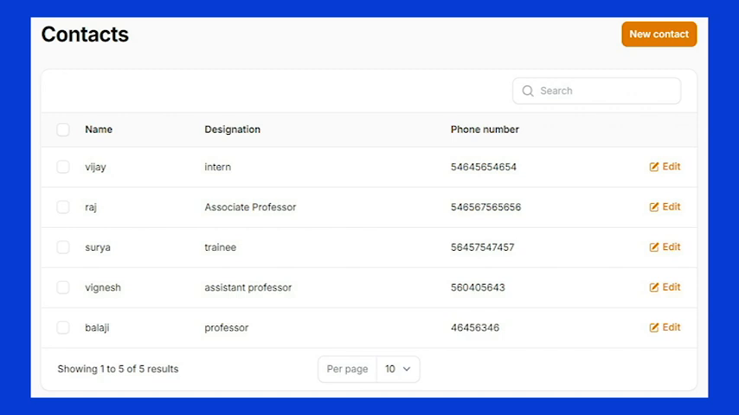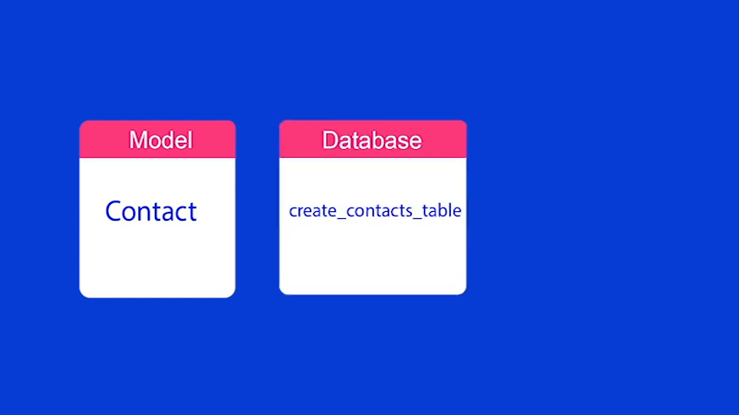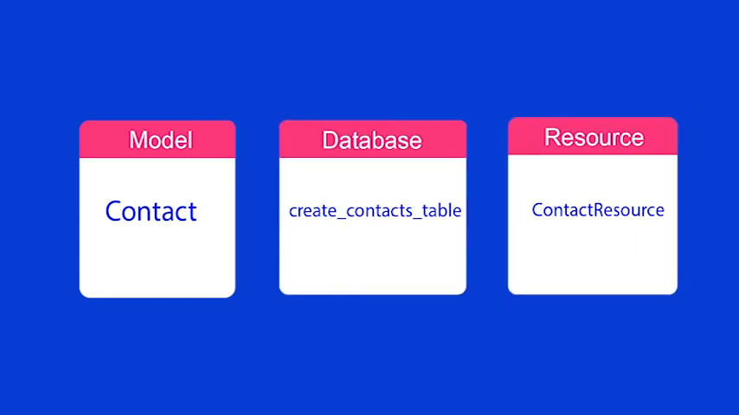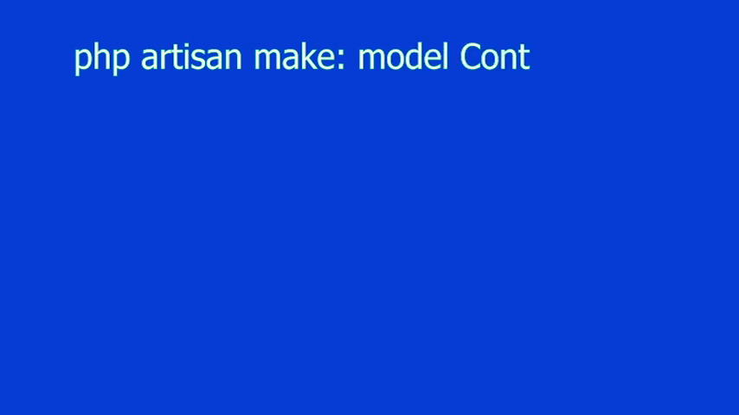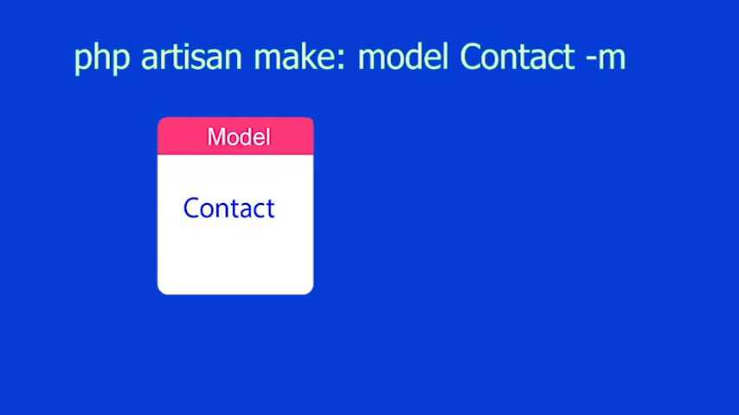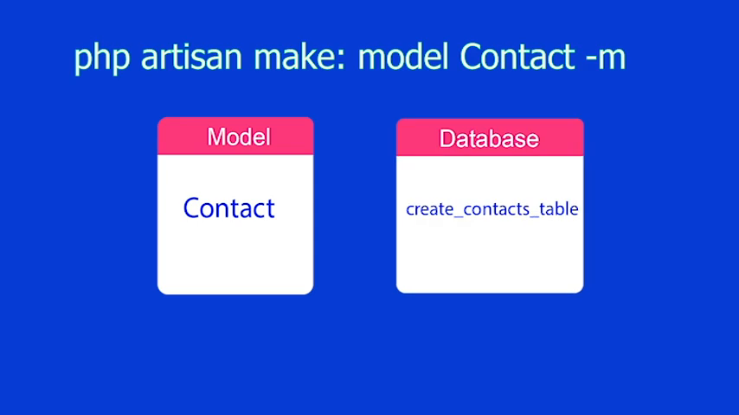Next, I'm going to create a CRUD application where you can create, read, update, and delete contact details of a person. To make that CRUD application, I have to create three files, namely model, database, and resource. Type php artisan make:model Contact -m. The command creates two files in the model and database folders.